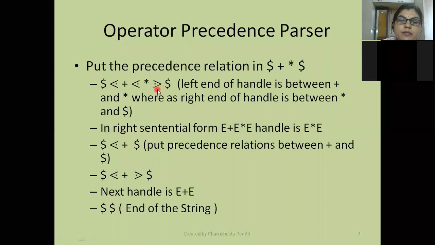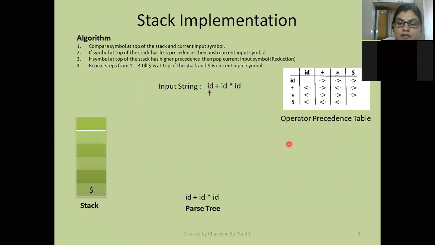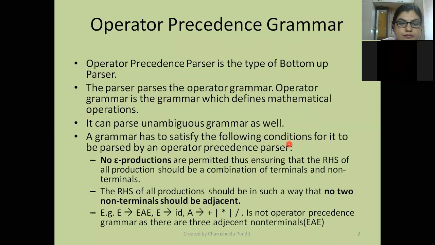Okay. Now again repeat the same process. Find the handle. So the handle is this star, right? So in the right sentential form, E into E is the handle. It means we have to reduce this E into E to E. Why E into E to E? See here we have this. Here again, if I replace this A with the asterisk, what will I get? E asterisk E. So whenever I get this handle, I have to do the reduction. I have to reduce this E into E with the symbol which is on the left hand side of the production. So E into E will get reduced to E.